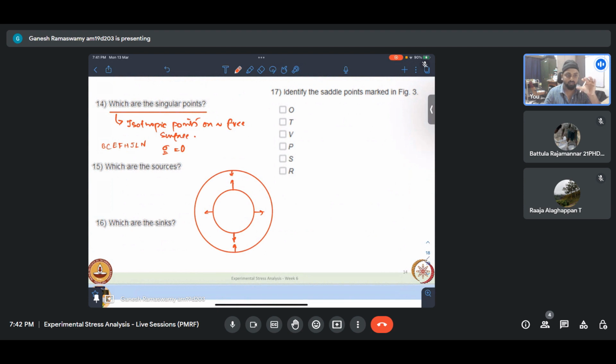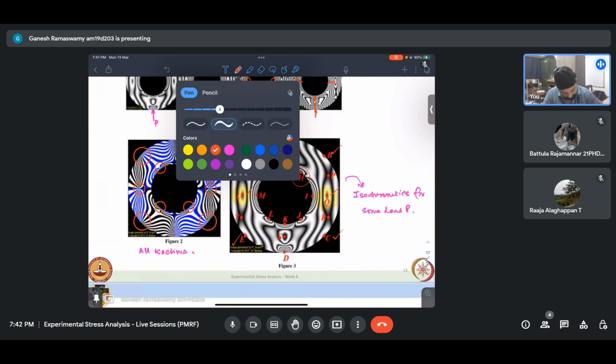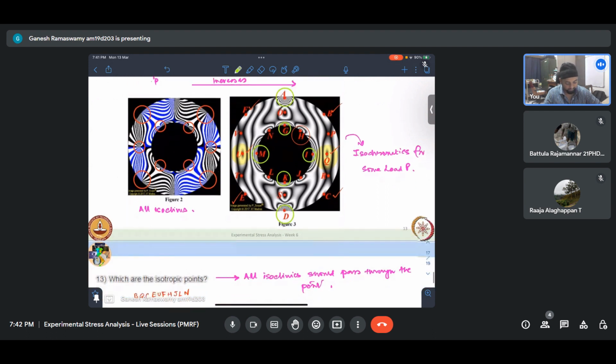So essentially sources are, I'll try to highlight that with some other color, A, then I have D, then I have G, I, K, M. So these are my sources in the problem: A, D, I, K, M, G.